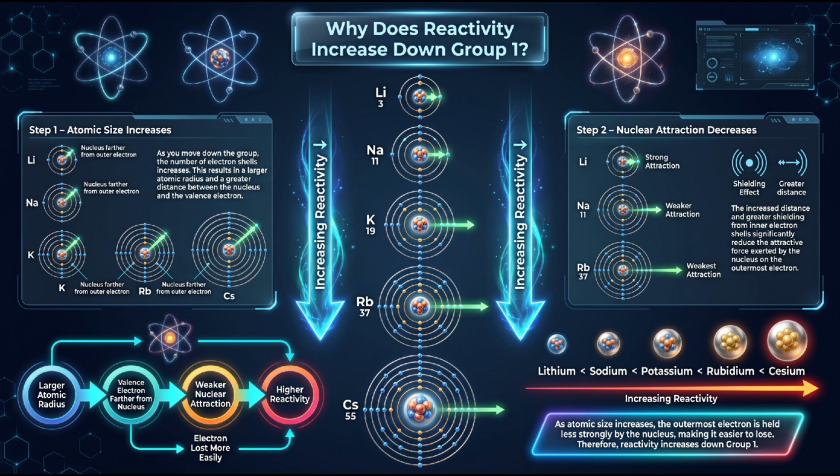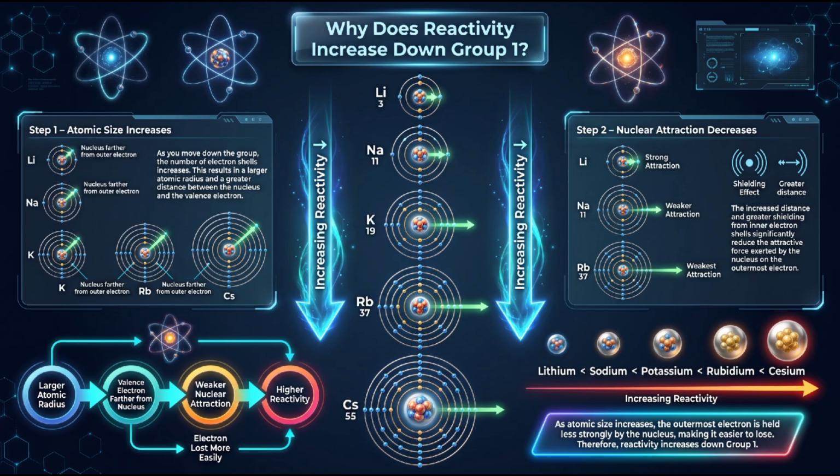The image summarizes this relationship using a simple sequence: larger atomic radius, valence electron farther from nucleus, weaker nuclear attraction, electron lost more easily, higher reactivity. This flow diagram explains the entire trend in a logical order. Every step naturally leads to the next one, making it easy to understand why reactivity increases.